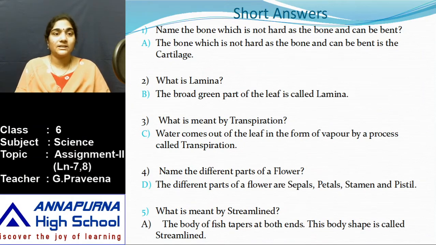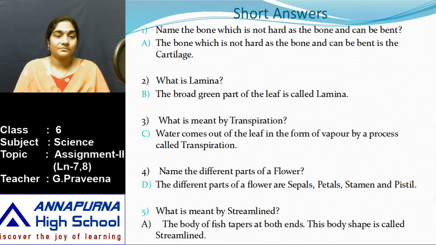So your first question is, name the bone which is not hard as the bone and can be bent. So the bone which is not hard as the bone and can be bent is the cartilage. Yes, this cartilage is present in the upper part of the ear, and also the skeleton of the fish is made up of cartilage. It is not as strong as a bone, it can be bent easily, so we call it a cartilage.